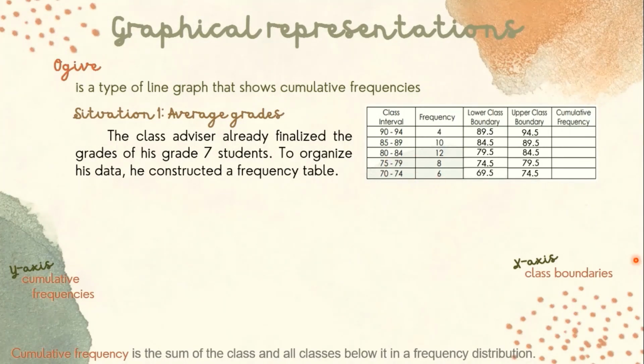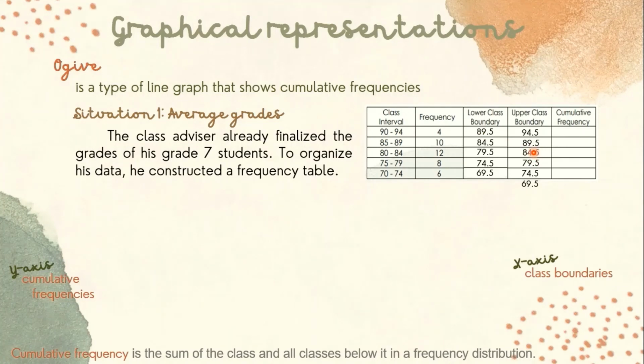Once you're done completing the column for the lower and the upper class boundaries, it's time for you to complete the cumulative frequency. For you to do so, add another upper class boundary after the last class interval, which is 69.5. Saan nga galing ang 69.5? If we notice, itong ating upper class boundary na 89.5, this is the lower class boundary of the previous class interval. Ganon din yung 84.5.